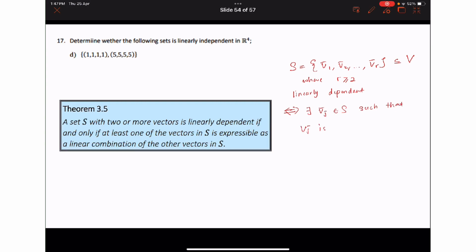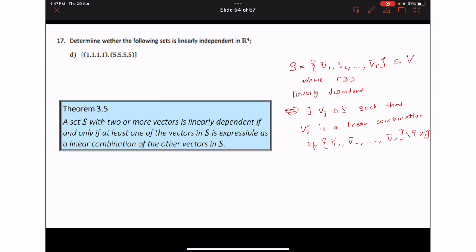Vj is a linear combination of V1, V2 up to Vr, excluding Vj. Okay, so there exists one element in the set S such that the element is a linear combination of the rest of the elements in the set.